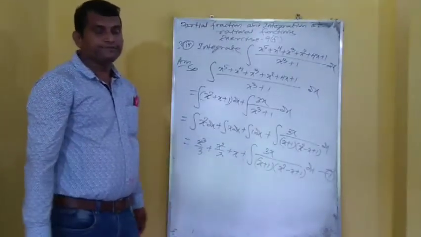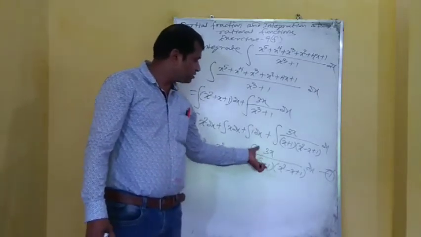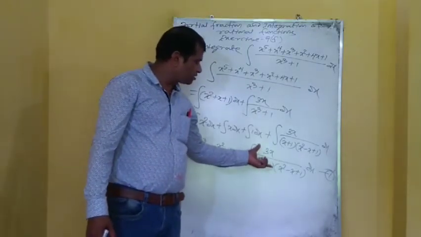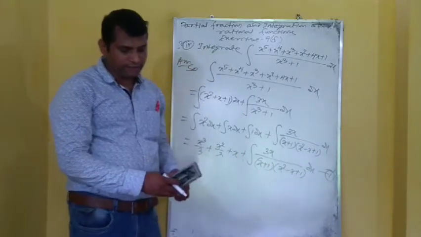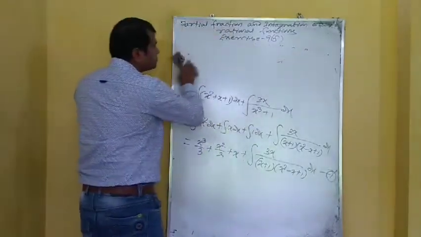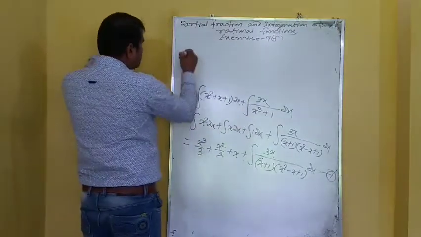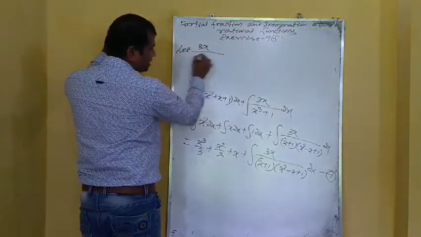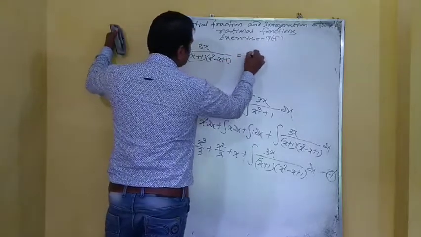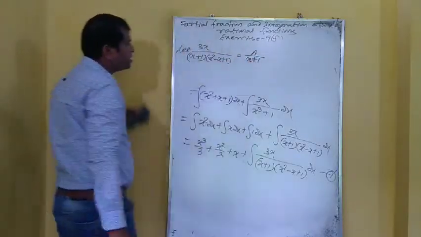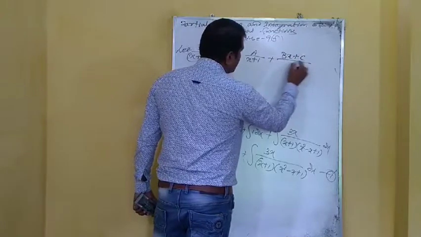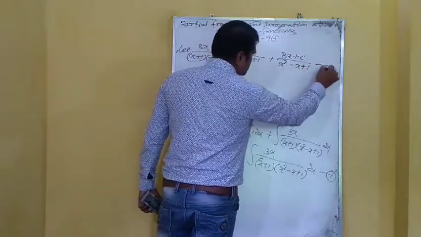Now we integrate only the proper algebraic fraction 3x by x cube plus 1, or 3x by (x plus 1) into (x square minus x plus 1). Okay. Let 3x by (x plus 1) into (x square minus x plus 1) be equal to A by (x plus 1), a non-repeated linear factor, plus the quadratic factor (bx plus c) by (x square minus x plus 1). Equation 2.